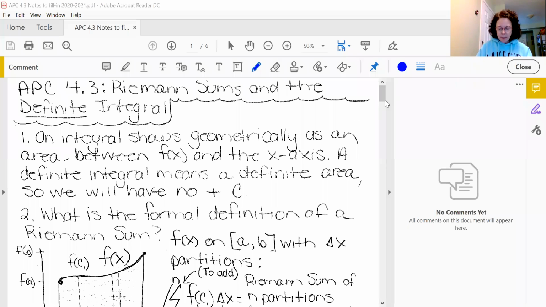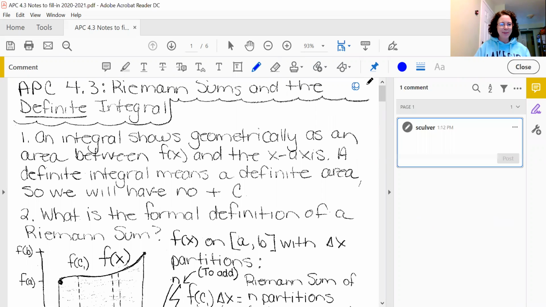Okay, so I pulled out the notes that I put in for section 4.3 in Schoology. Again, it's quite a bit, and so I hope that you are able to print them. If not, maybe you enjoy taking the time to write out notes.